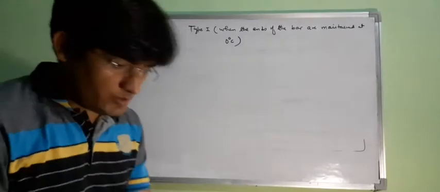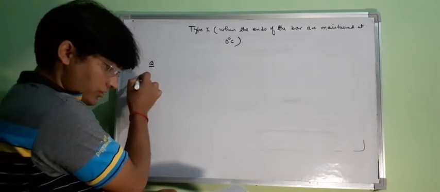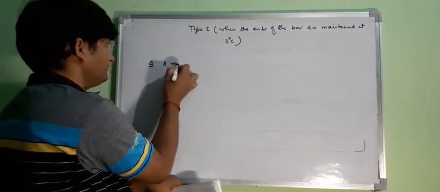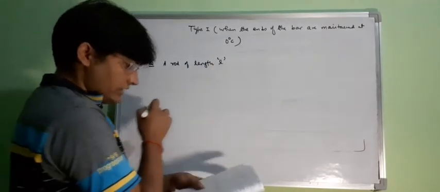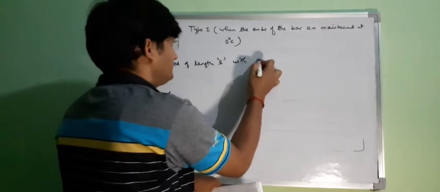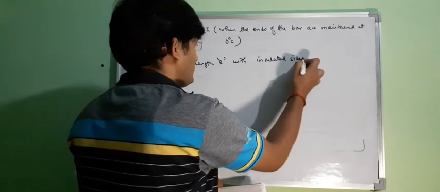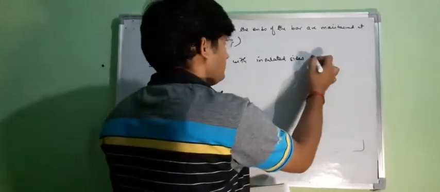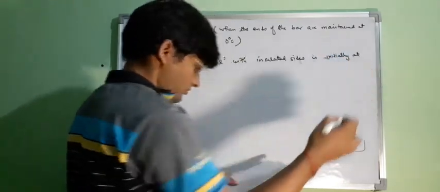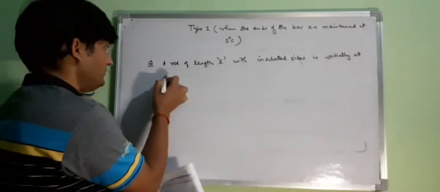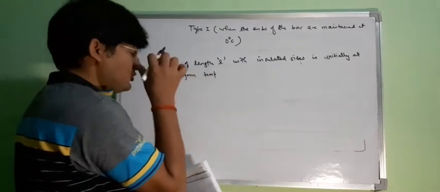So consider a rod of length L, with insulated sides, which is initially at a uniform temperature. Now I am solving 3 questions.